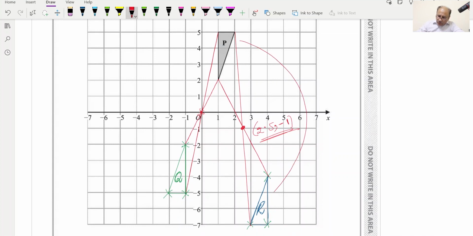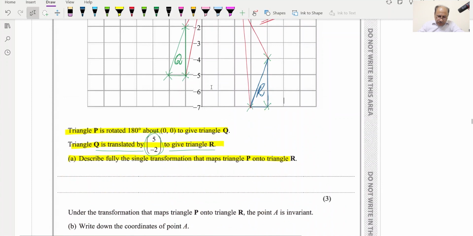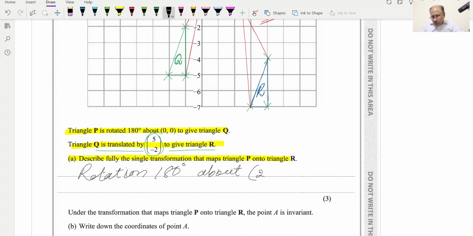This triangle is rotated 180 degree, and base is coming down like this one, and this side is coming to this side. So it is rotation 180 degree about the center. So our answer will be rotation 180 degree about, and the center is 2.5 and -1. This will be our answer, and this is for 3 marks.